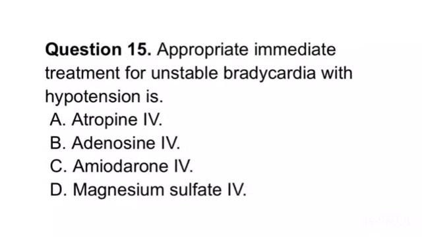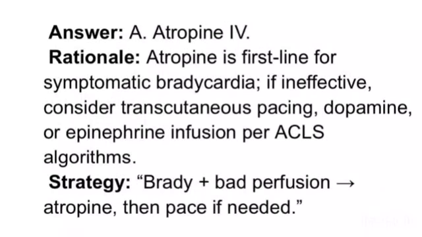Question 15. Appropriate immediate treatment for unstable bradycardia with hypotension is: A. Atropine IV, B. Adenosine IV, C. Amiodarone IV, D. Magnesium sulfate IV. Answer: A. Atropine IV. Rationale: atropine is first line for symptomatic bradycardia. If ineffective, consider transcutaneous pacing, dopamine, or epinephrine infusion per ACLS algorithms. Strategy: brady plus bad perfusion, atropine, then pace if needed.